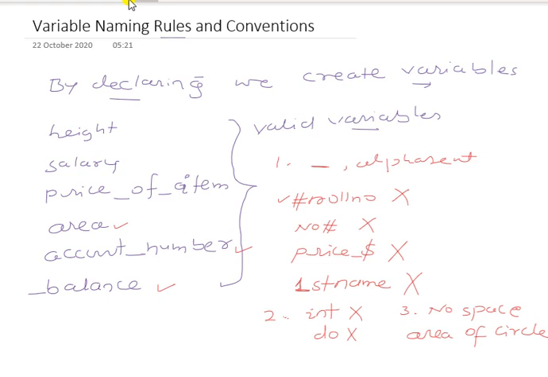Conventions you can break, there is no issue, but a rule should not be broken. If you don't follow a rule, the variable name will not be accepted and an error will be flagged. So if you begin with this hash roll number, it will not be accepted. The compiler raises an issue and generates an error for that. So you have to take care. That is what the rules and conventions are.